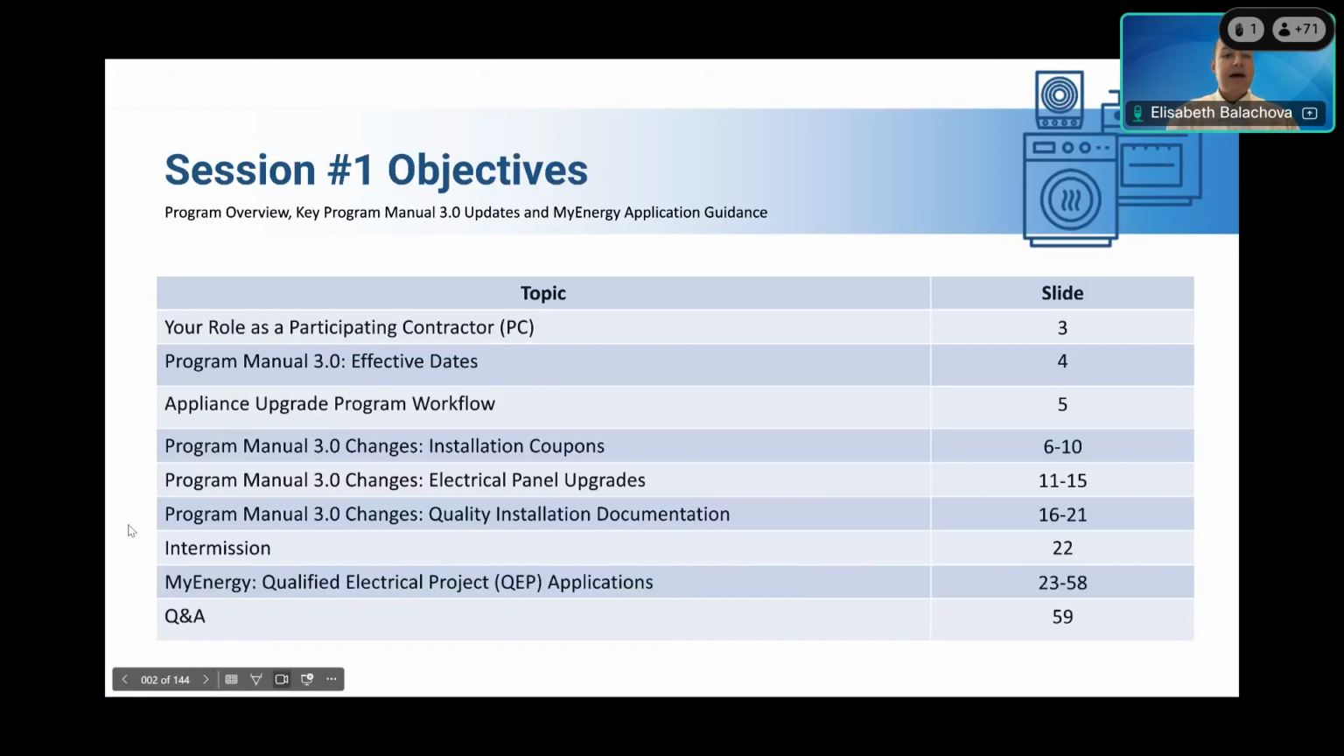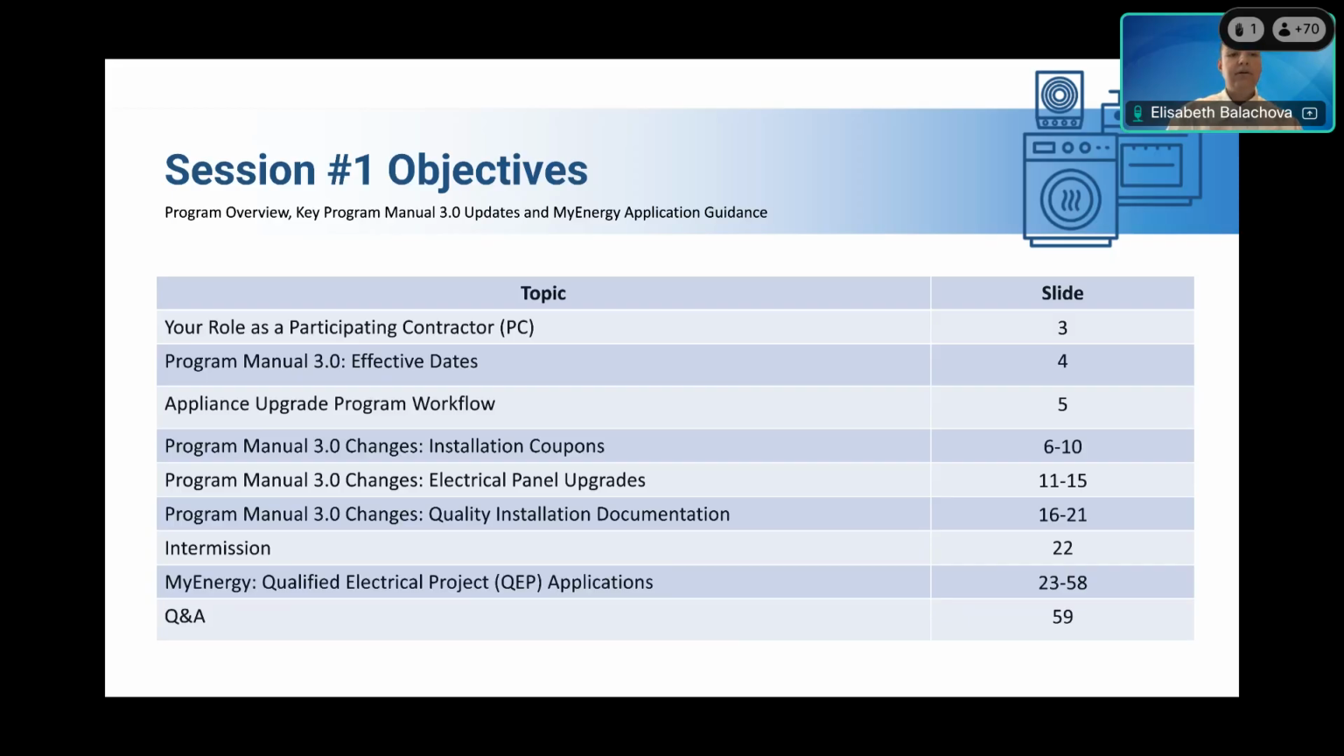So again, today we are going to be doing a program overview, really focusing on some of the key changes in the newest version of the program manual. And then we're also going to focus today on the process for submitting an application on behalf of an applicant as a participating contractor. So we're going to go over again as a participating contractor what your role here is with the appliance upgrade program, when these program rules will be in effect. So we'll go over those dates and based on the status of your projects.